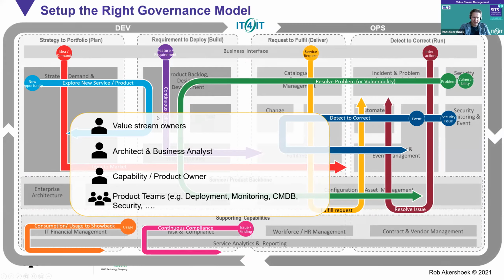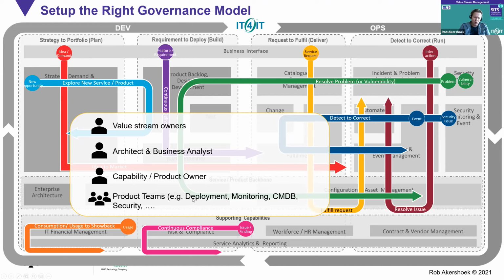So for example, we need to identify value stream owners who will do the oversight of these end-to-end value streams. What architects are involved, because you need a good architecture community to look across all the different processes and tools and data involved in the value stream. You need to identify your capability and product owners. Maybe there's a product owner for IT service management, for monitoring, for security, for the agile development.